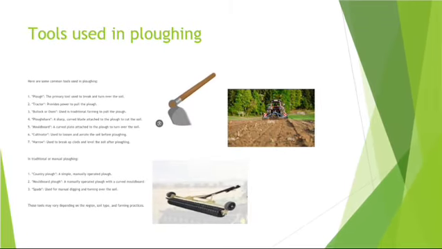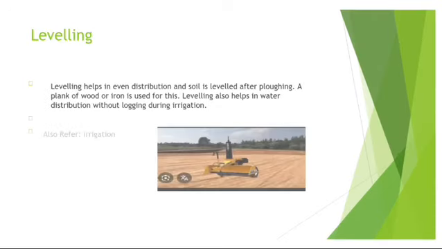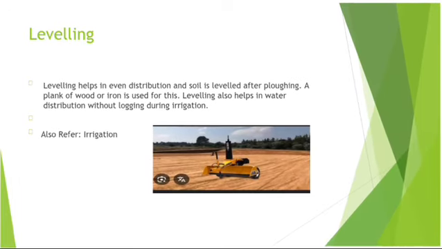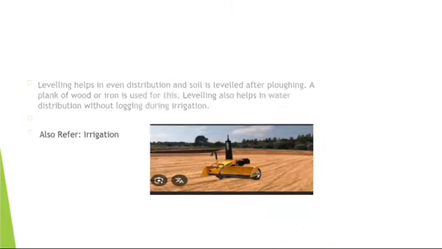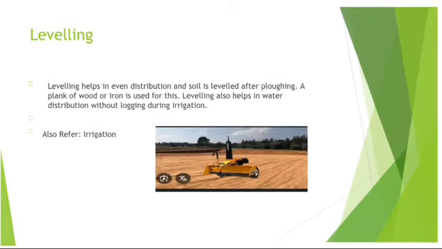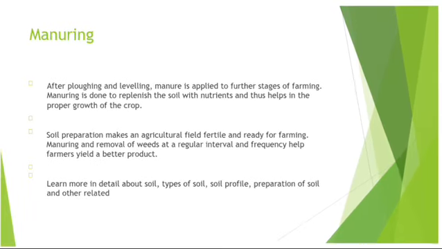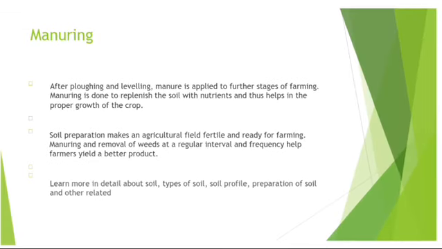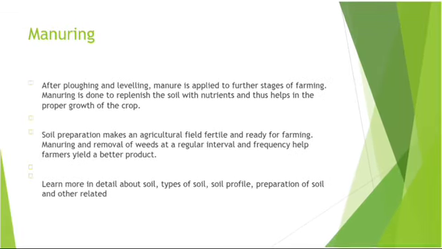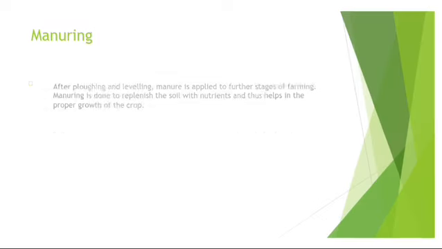Now let's look at leveling. Leveling helps in even distribution, and soil is leveled after ploughing. A plank of wood or iron is used for this purpose. Leveling also helps in water distribution without logging during irrigation. Next, manuring. Manuring is nothing but adding of nutrients to the soil. After ploughing and leveling, manure is applied for the further stages of farming.